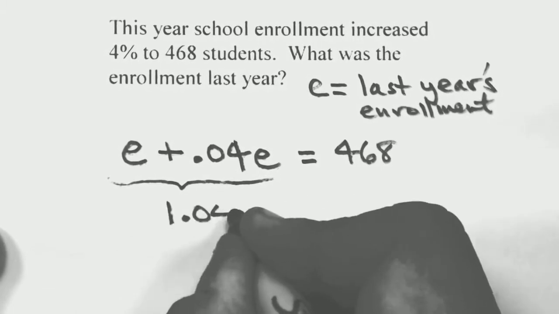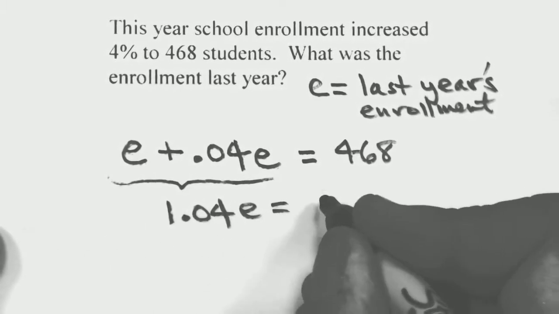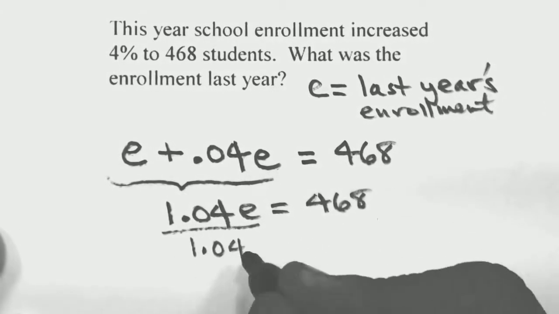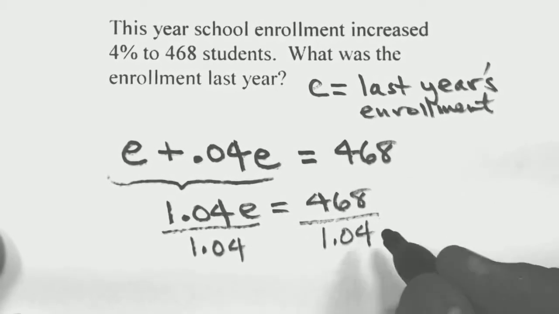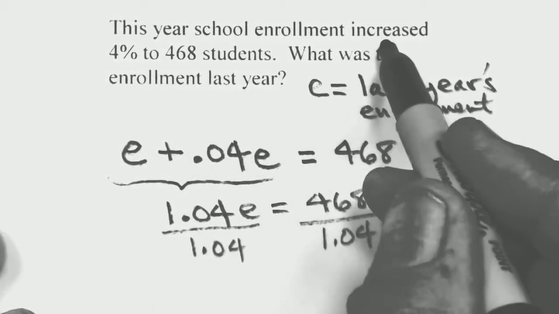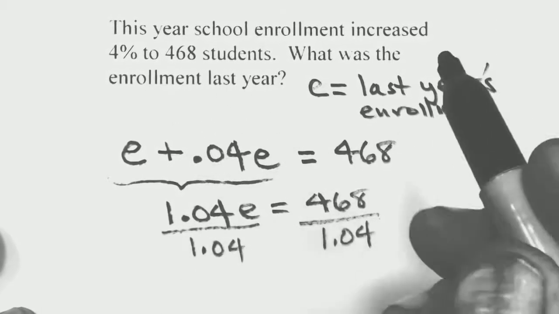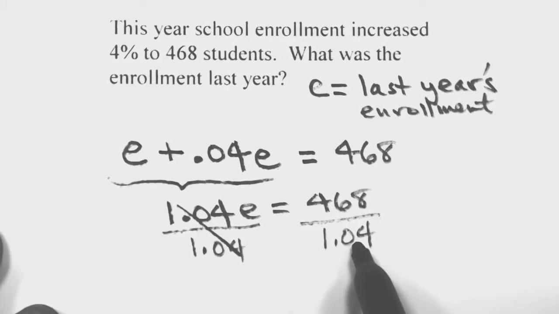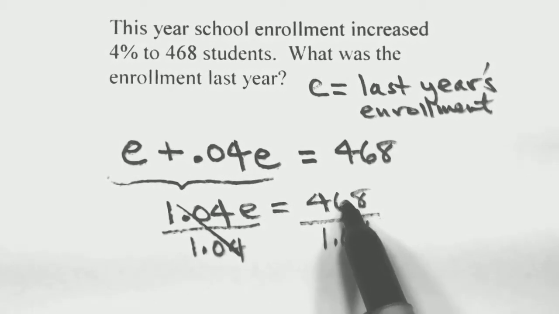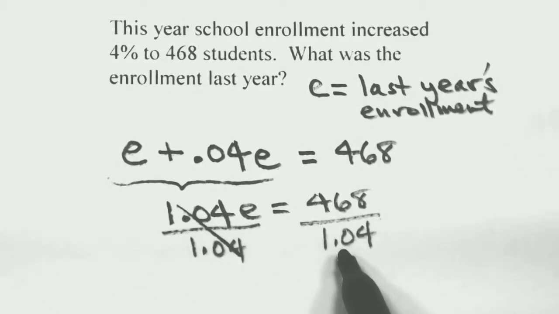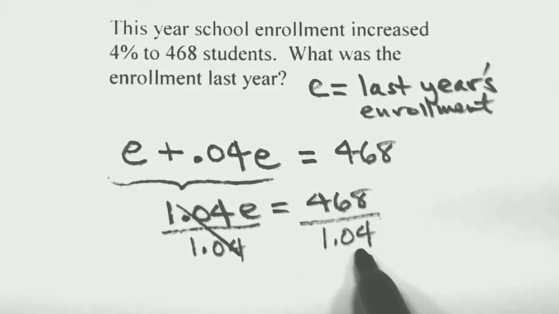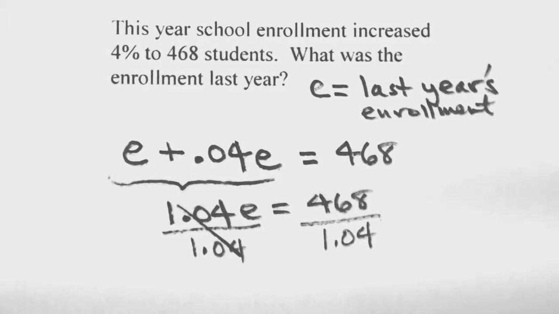I get 1.04E equals 468. Divide both sides by 1.04. Here we go. And since it's been an increase this year to 468, there better have been less last year. One of the things you can see as you go along, anytime what we're dividing by is more than 1, that'll make the value smaller. If what we're dividing by is less than 1, that'll make the value larger. So since the 1.04 is greater than 1, our answer is definitely going to be lower.